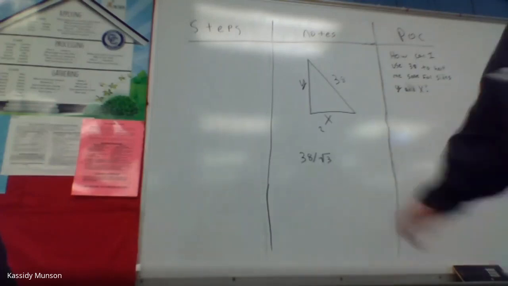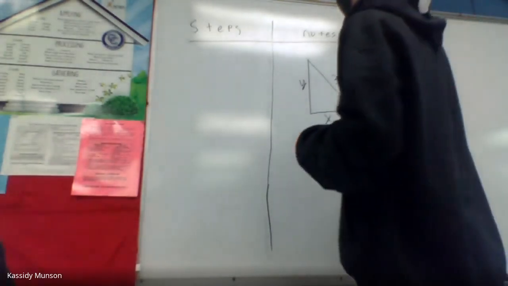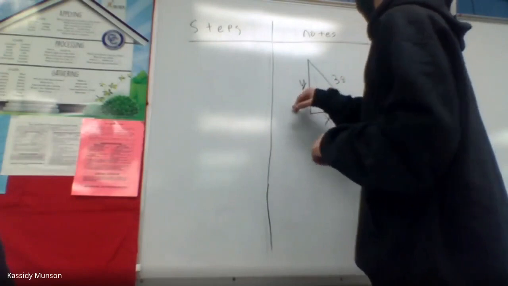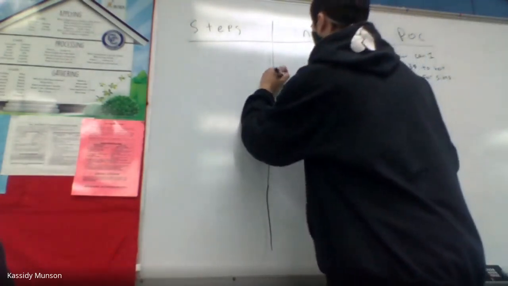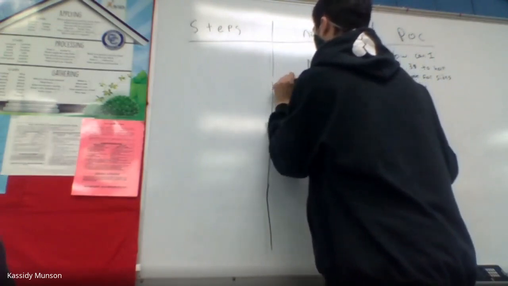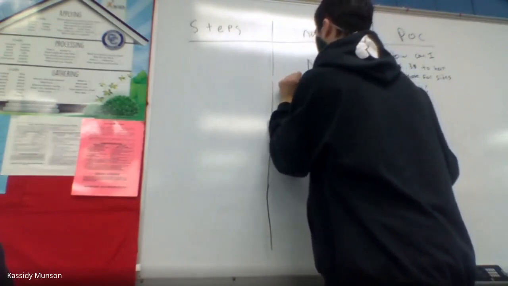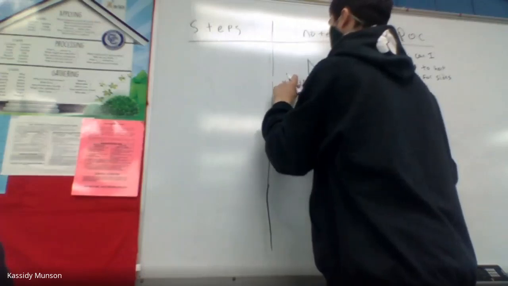Oh, no. That's not for x, that's for y. So for y, I would do 38 divided by square root. Why square root?